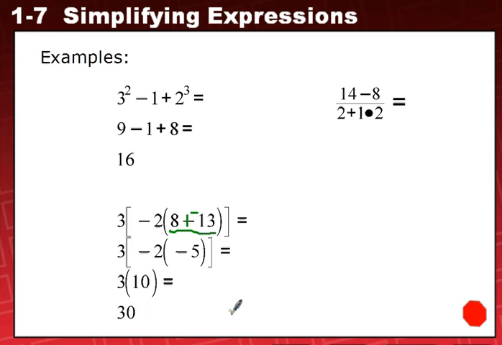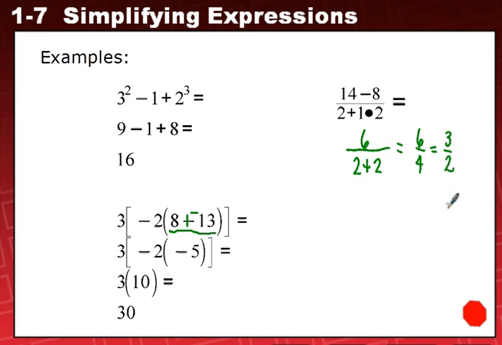For the last one, 14 minus 8 all over 2 plus 1 times 2. The division bar, we always do whatever's on top, we do whatever's on the bottom, and the last thing would be to do the division. So 14 minus 8 is 6. And then on the bottom, I have to remember to do multiplication before addition. So I have 2 plus 2. Don't be fooled there. It's not going to be 6 on the bottom. It's actually going to be 4. And 6 over 4, you can just reduce it and leave it as 3 halves.